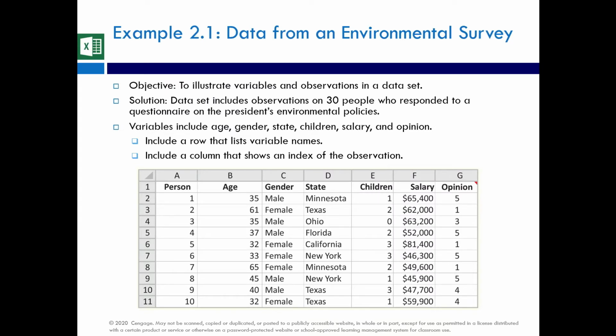Data from an environmental study. Objective: to illustrate variables and observations in the data. Solution: the data set includes observations of 30 people who responded to a questionnaire on the president's environment policies. Variables include age, gender, state, children, salary, and opinion. Included in the row is the list of variable names. Included in the columns are the results. Observation.